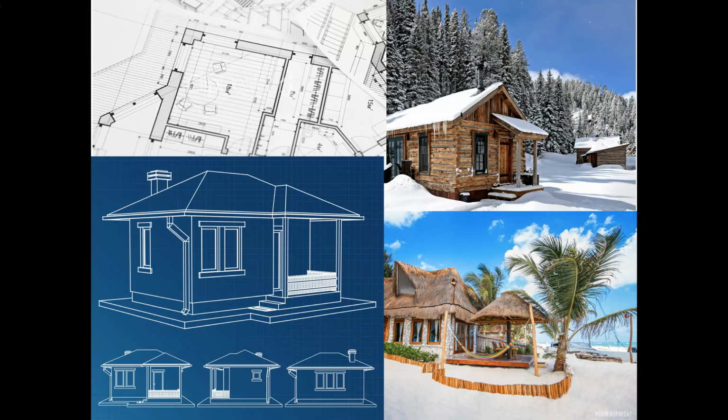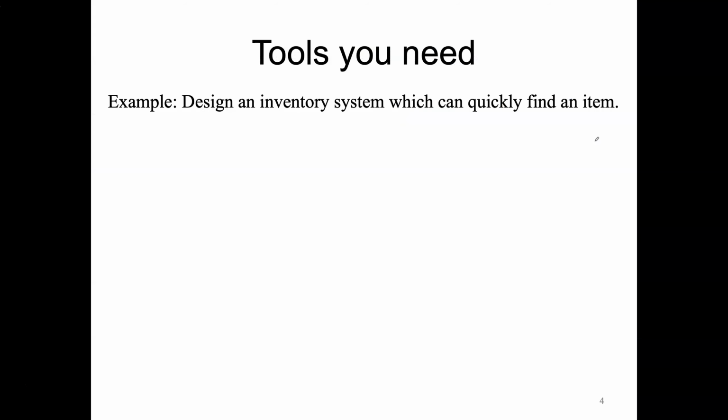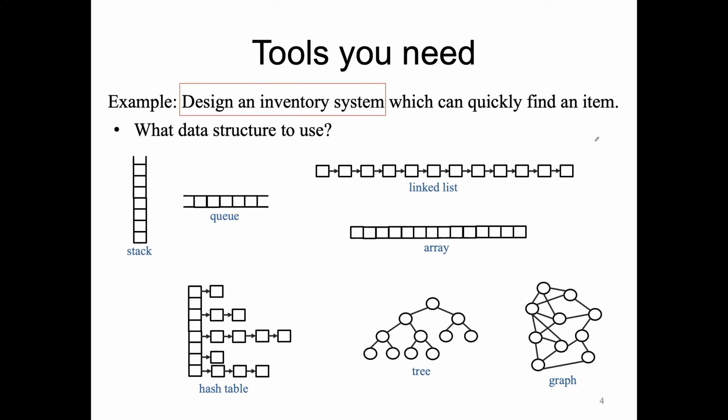So what do you need to know in order to be that best version of a programmer? Let's go back to an example of being asked to solve a task. Say you're asked to design an inventory system which can quickly find an item. How would you do this? Let's break this down. There are a few data structures that you could use. Maybe some of them wouldn't be appropriate. So you need to know the parameters of the problem. What do you think would be relevant?